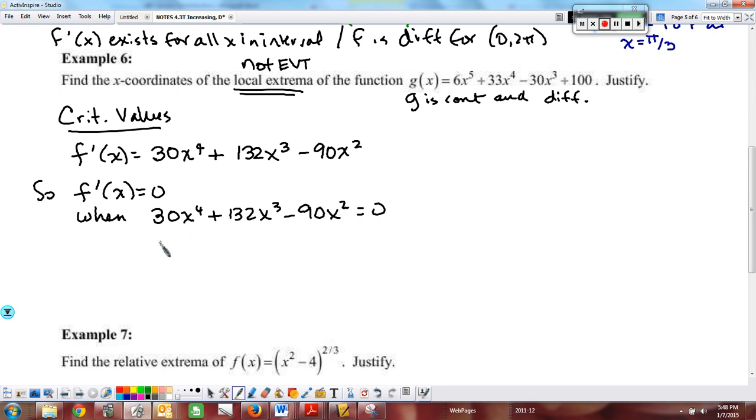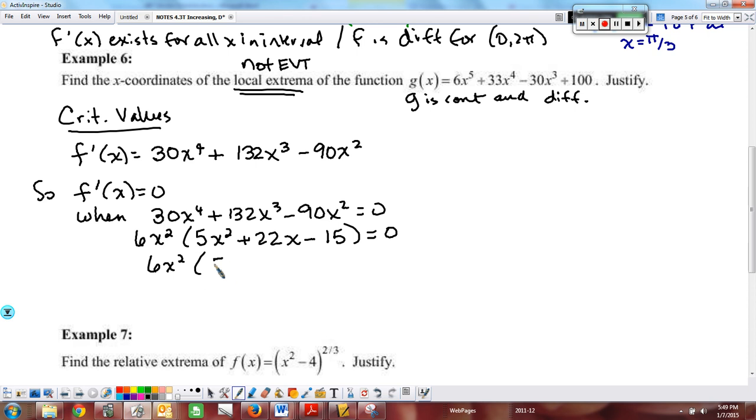GCF, I believe we can pull out a 6. So a 6 and an x squared. So I have 5x squared plus 22x minus 15 equal to 0.